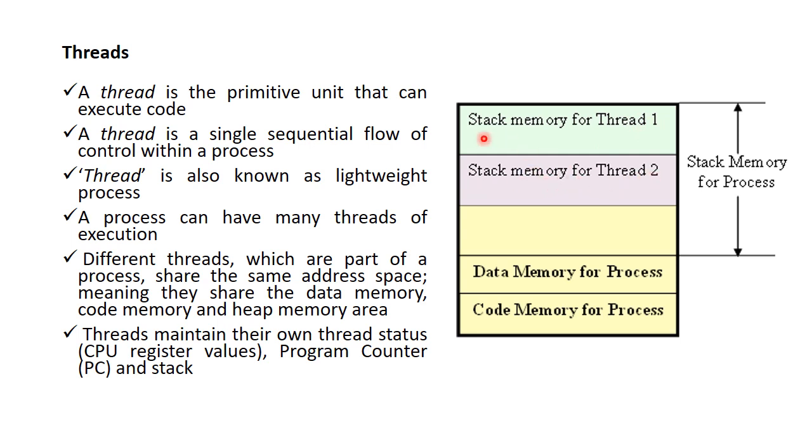Every thread will have its own stack memory, program counter and status registers, whereas all the threads will share the data memory and the code memory. The data memory and code memory are common for the process, and a process will have multiple threads. I am repeating it many times so that you don't get confused between the process and the threads.